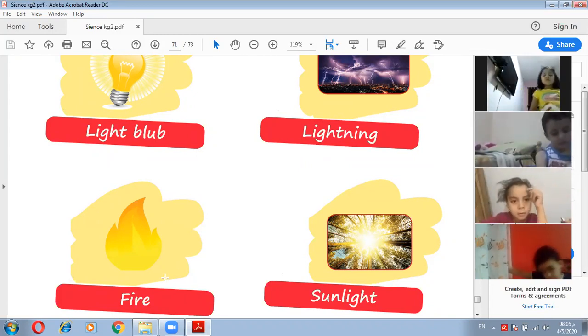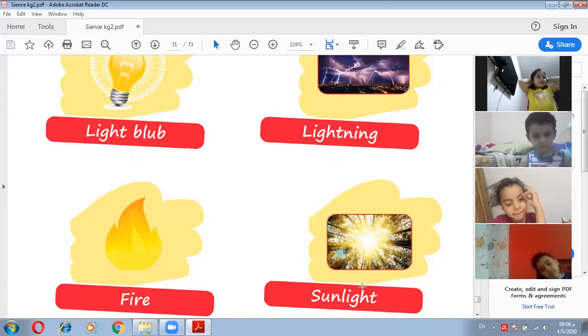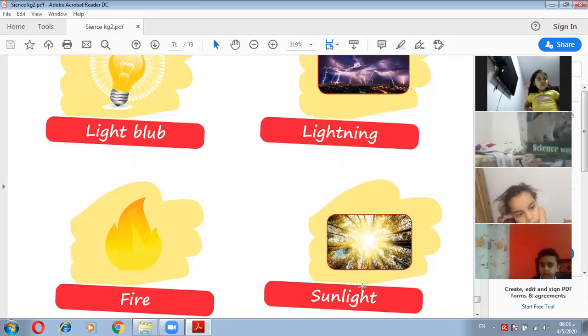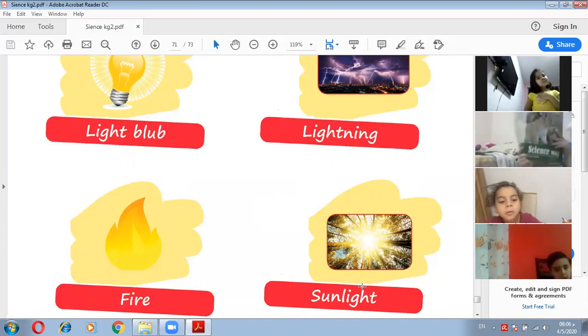Okay. So we have here fire and also sunlight. This picture has the sunlight. What is the meaning of sunlight, KG? In the morning, when the sun rises in the sky, the sun sends us light to the earth. This light helps us to see everything around us, like trees, birds, people, anything on the earth, we can see it in the morning through the sunlight, okay? So the sun sends us heat, as we said before, heat, vitamins, and light, okay? So we can get light from many sources.